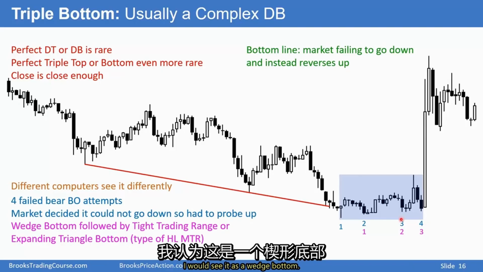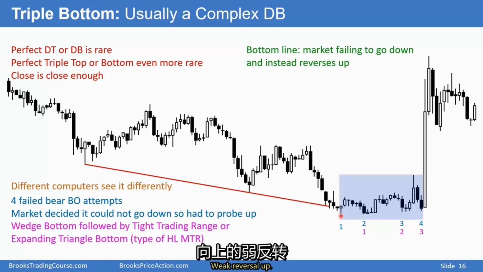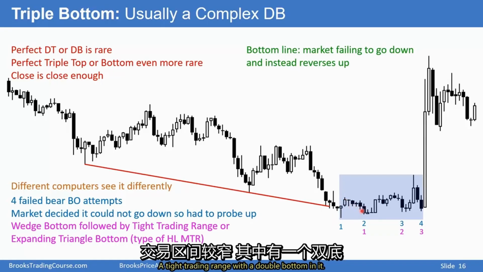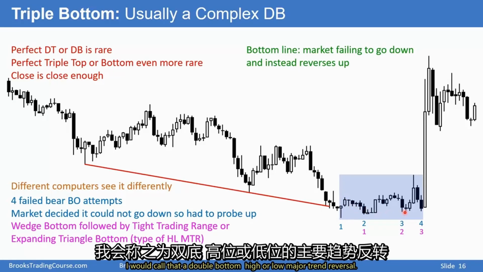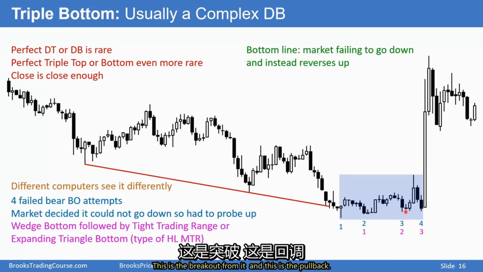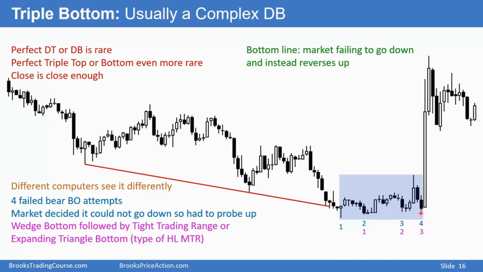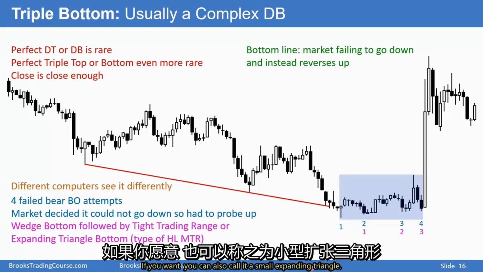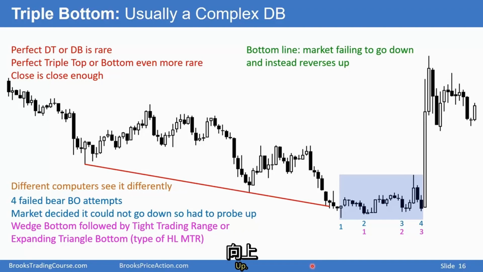I would see it as a wedge bottom, weak reversal up, a tight trading range with a double bottom in it. I would call that a double bottom, higher low, major trend reversal. This is the breakout from it, and this is the pullback. If you want, you can also call it a small expanding triangle. Up, down, more down, up, and then down again.